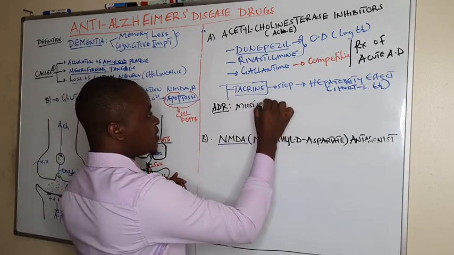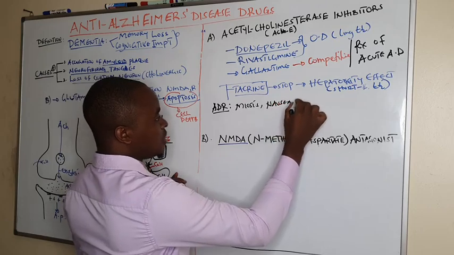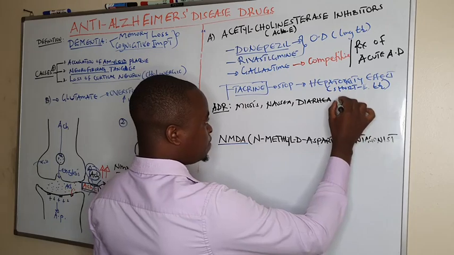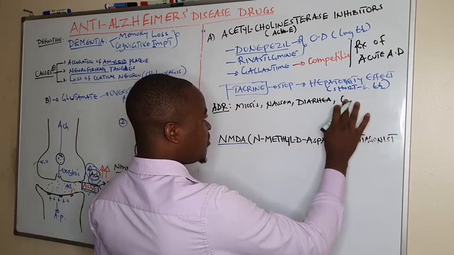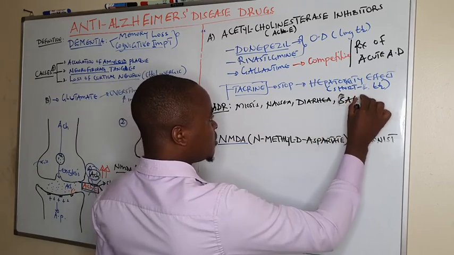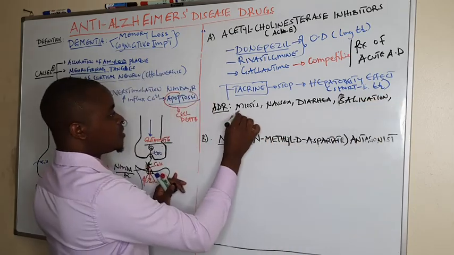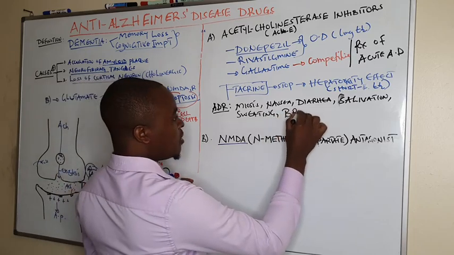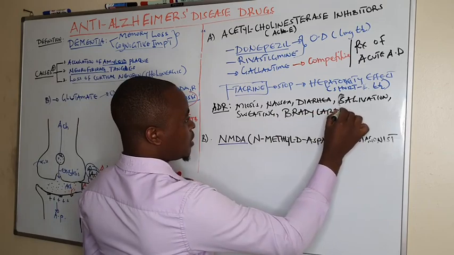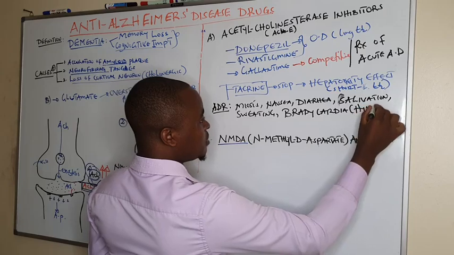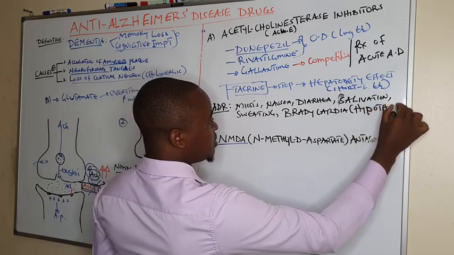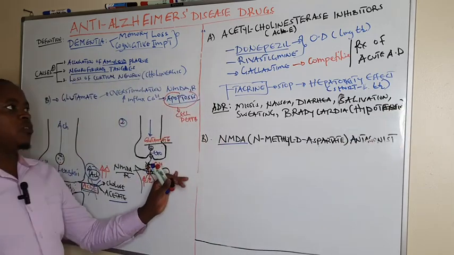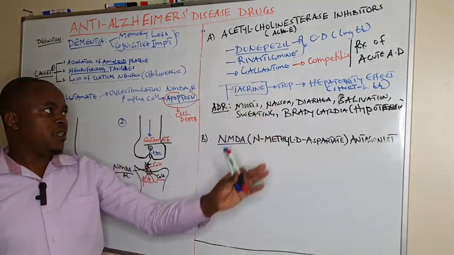Then the side effects of these drugs: miosis can occur, GIT effects like nausea or vomiting, and diarrhea. We can also have salivation and sweating as side effects, and even bradycardia. This bradycardia, with decreased heart rate, can result in hypotension. So these are the side effects when you are on donepezil, rivastigmine, and galantamine.